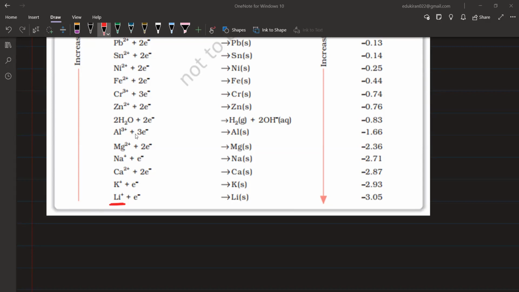Okay. So lithium is a metal. So obviously it will, now this negative sign, it represents what?